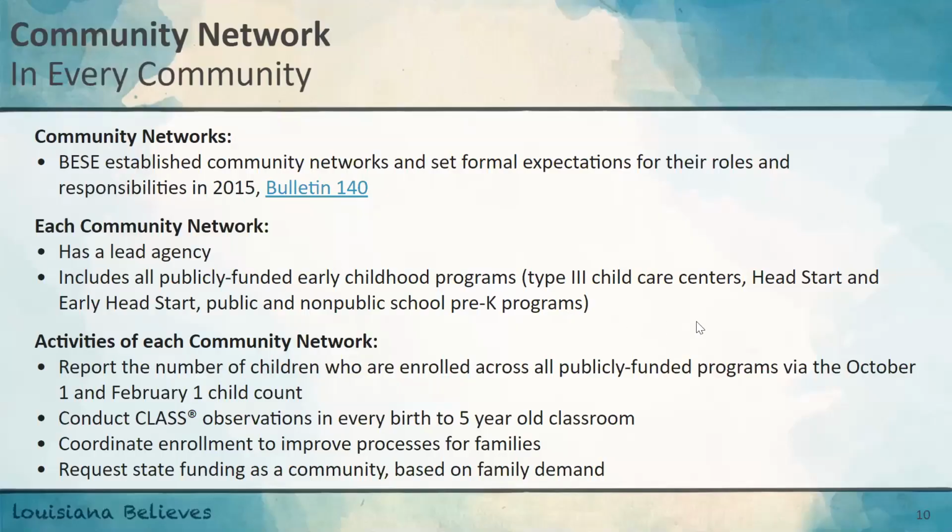So as Taylor said, we're just going to talk a bit about community networks. Most of this we understand that you have a full concept of already, and some of which Taylor has just spoken about. So this all starts with the establishment of community networks and related responsibilities in 2015. And as you all know, each community network includes a lead agency and includes all publicly funded early childhood programs. Primary activities of each of these community networks is to report the number of children who are enrolled across all publicly funded programs through the October 1 and February 1 child count, to conduct class observations of all classrooms with children birth through 5, coordinate enrollment processes for families, and request state funding based on family demand.